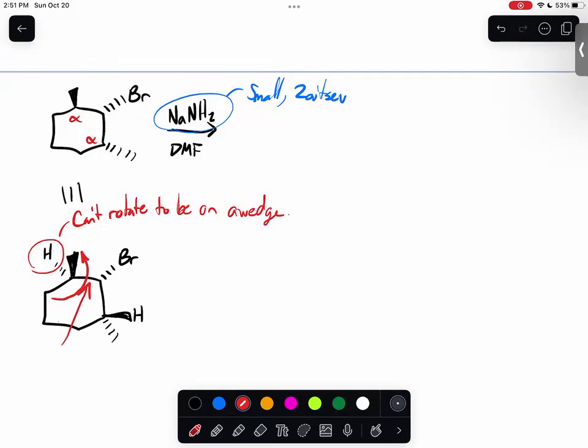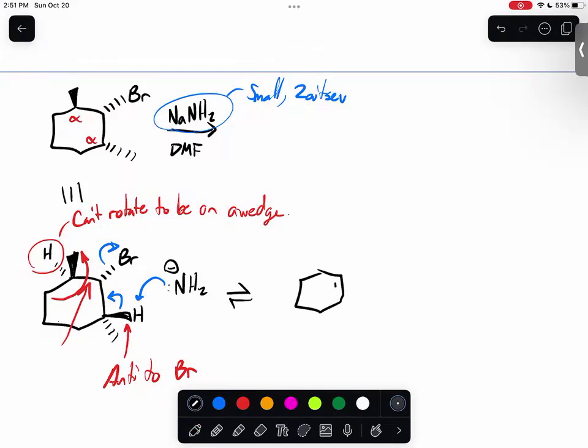Whenever we expose this to the NH2 minus, there's only one thing that can occur. This hydrogen right here is anti to the bromine. The other one is not. Because of that, the NH2 has no other choice but to deprotonate here, and we end up with this being the only product. There is no other possible alkene we can form.